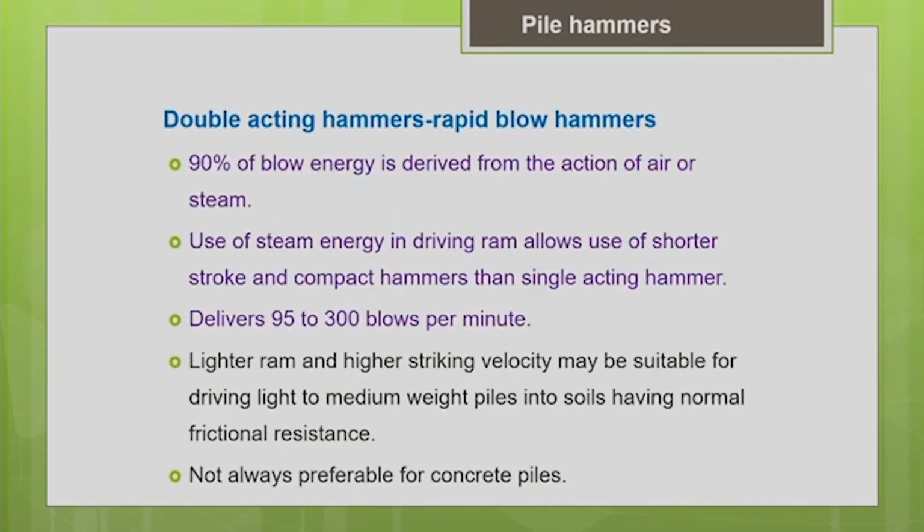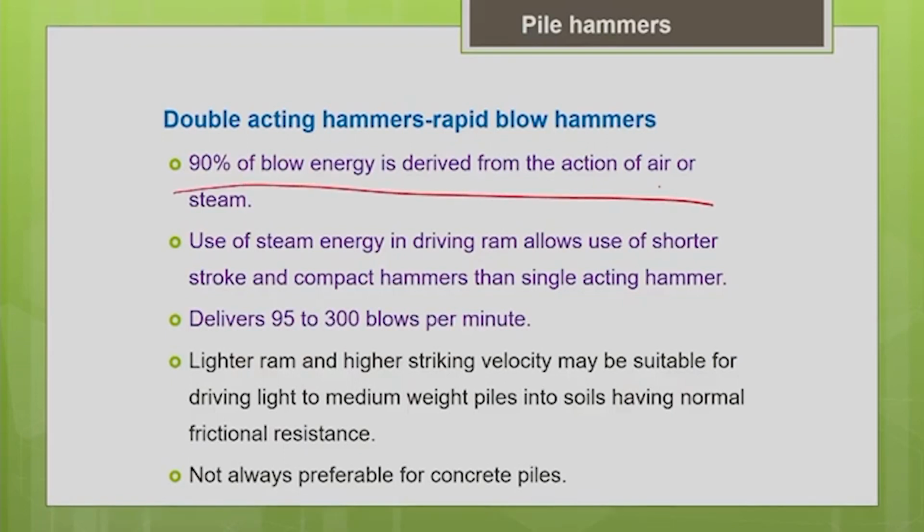Another important thing we need to know with respect to the double acting hammer is that most of the blow energy is derived from the steam energy, both for the upward stroke as well as for the downward stroke. 90% of the blow energy is derived from the action of air or steam. That is why for the double acting hammer we need not go for a heavier hammer. We can go for lighter hammers, smaller in size, and you can go for a shorter stroke or shorter height of fall. These hammers are basically designed to be lighter in weight.